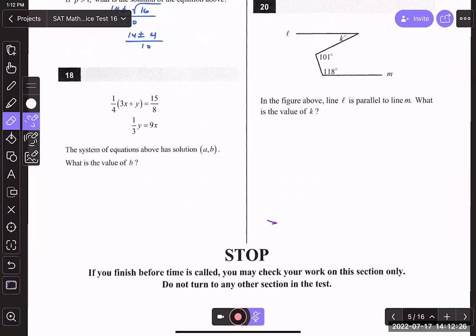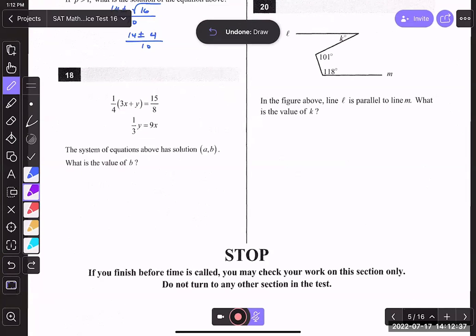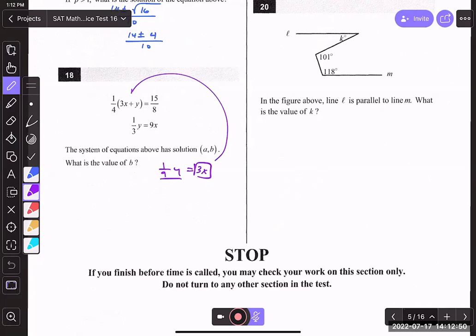They give you the conversion, and it's 1/3 y equals 9x. And in the equation above, there's 3x. So you can convert it to 1/9 y is equal to 3x, dividing both sides by 3. From there, 3x is equal to 1 over 9y, so we plug that in right here. Yeah, so this is called substitution.